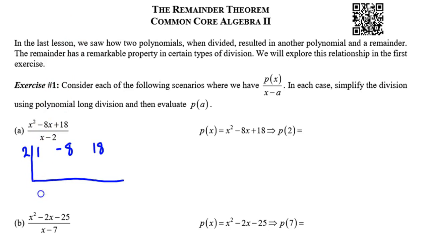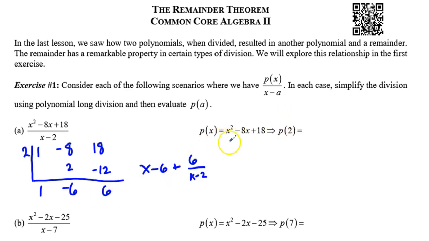Bring down the 1, multiply 2 times 1, 2, add: negative 8 plus 2 is negative 6. Multiply 2 times negative 6. Something got funky there. Let's clean that up. And then add. Okay, so this says there is a remainder of 6. In terms of expressing this, I would say we have x minus 6 plus 6 over x minus 2. That's what that extra 6 is on the end.